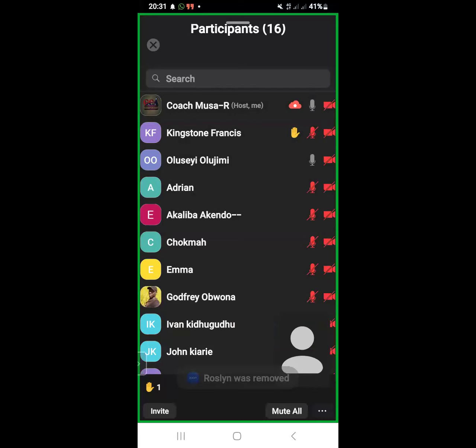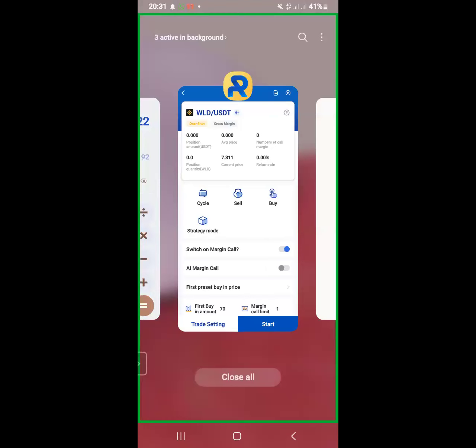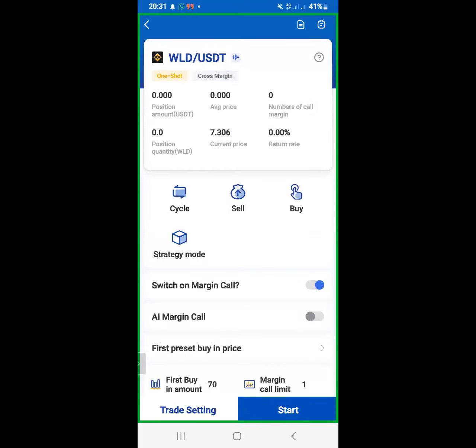Sorry, Rosalind, I've removed you. I thought you understood the rule of the class. So if you cannot mute, probably I'll remove you. And you know, when you've been removed, you cannot rejoin. So let's just behave so that we don't waste each other's time.